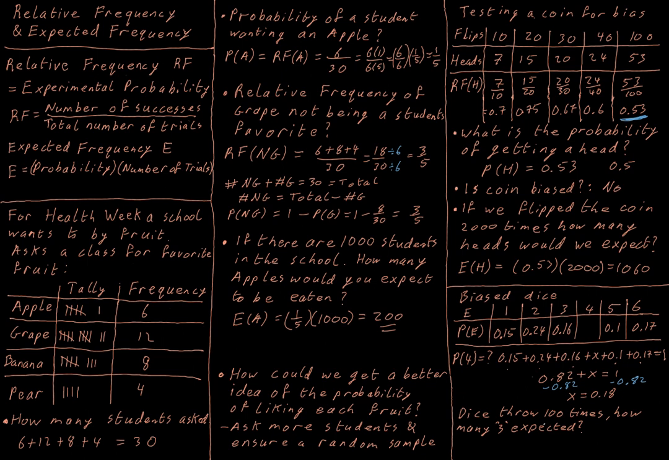Finally, this dice is thrown 100 times. How many 3s would I expect? Well, that's the expected frequency of getting a 3. Based on the information given, that's going to be the probability of getting a 3, which is 0.16 or 16%, times 100. I multiply them and I would expect to get about 16 3s when I was rolling this dice 100 times. And that is what we need for relative frequency and expected frequency.